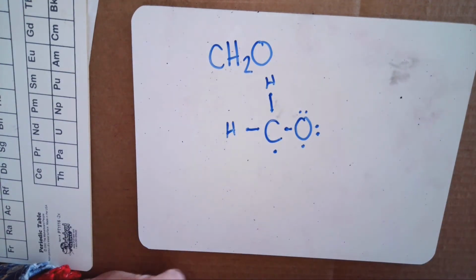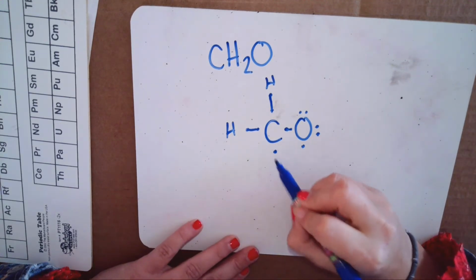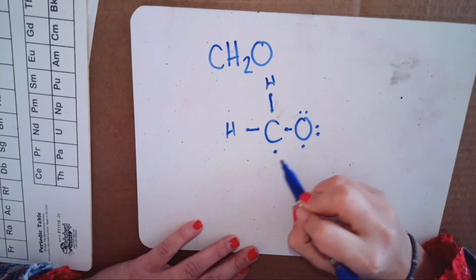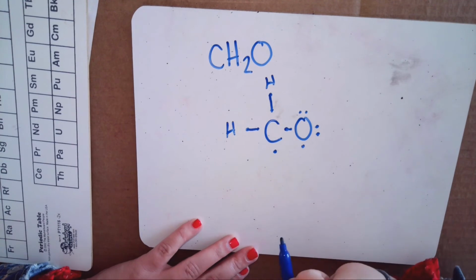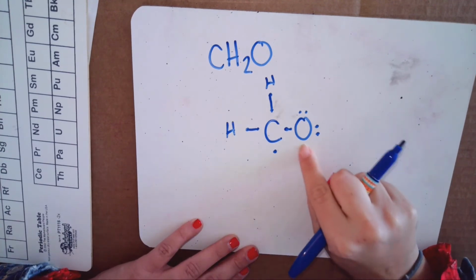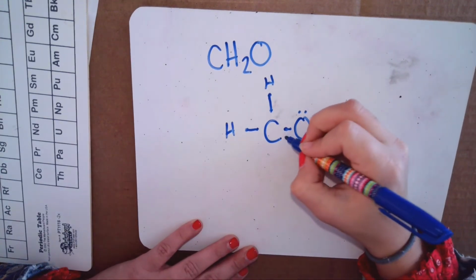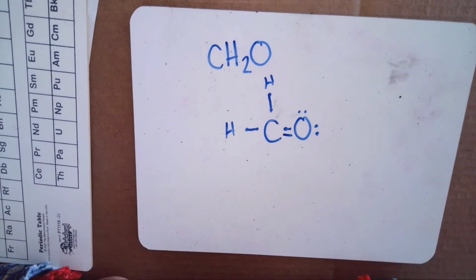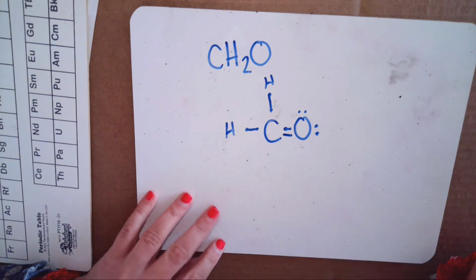But we have a problem. My carbon doesn't have 8 and my oxygen doesn't have 8. We have these two by themselves. What can we do with those two? Bond them again. So I'm going to get rid of them and draw another line in the middle. Okay? I think we might need to practice, but we're getting pretty good at Lewis dots.